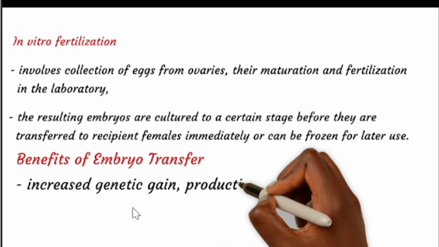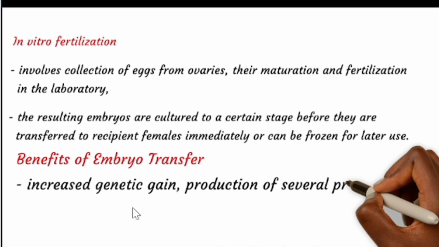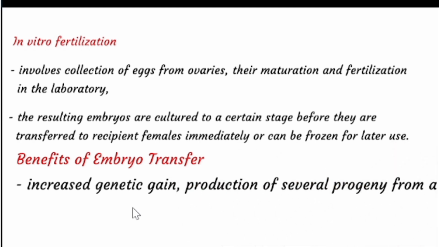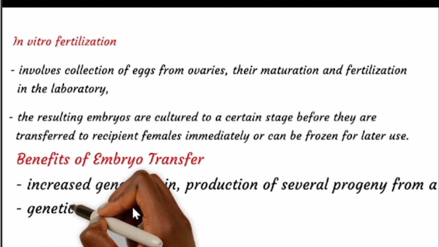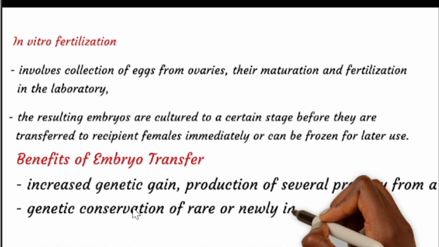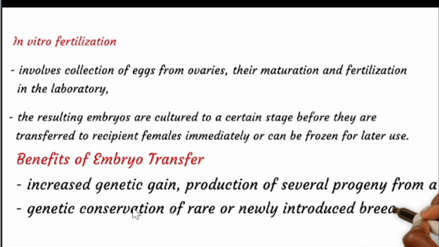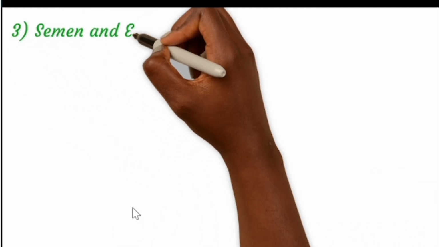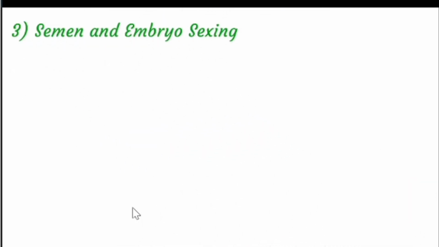One of the benefits is that it increases genetic gain, and also increases the production of several progenies from a superior performing dam. Another importance is genetic conservation of endangered species. So the next technology is semen and embryo sexing.